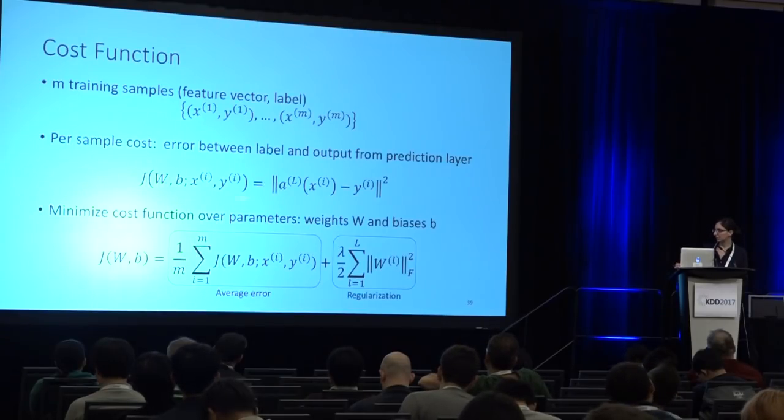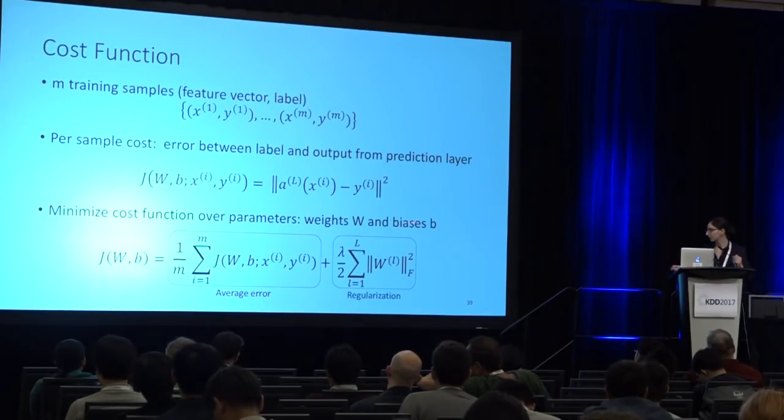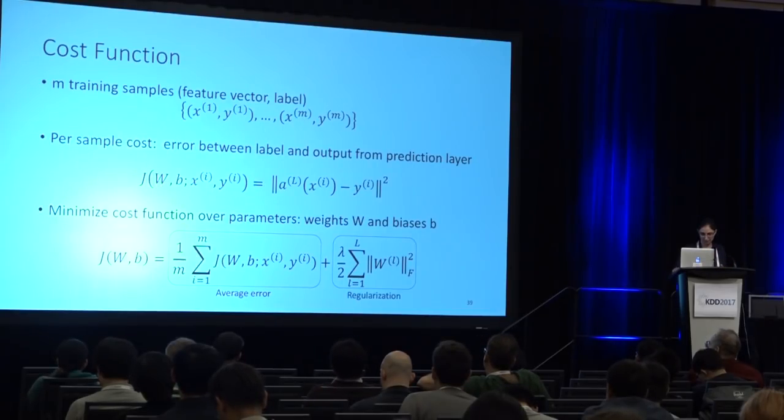And so this per sample cost, we then aggregate to take the average error over all the samples, so I had M of them. And we add a regularization term here to curb overfitting. And so this aggregate cost function has variables which are all the weights that we saw in all the layers and all the biases. And so that is what we're optimizing over, and this is what will be learned.